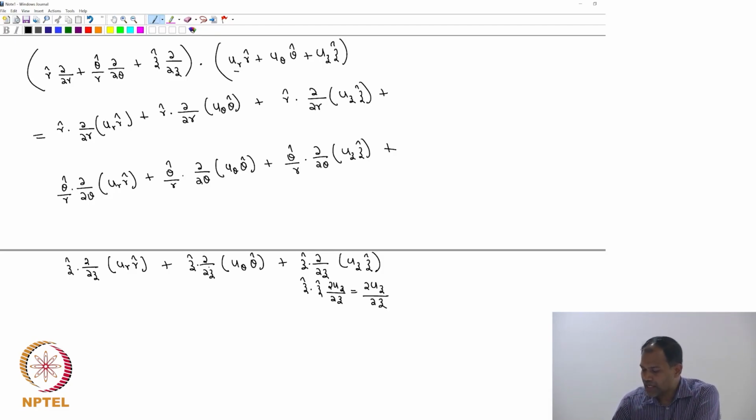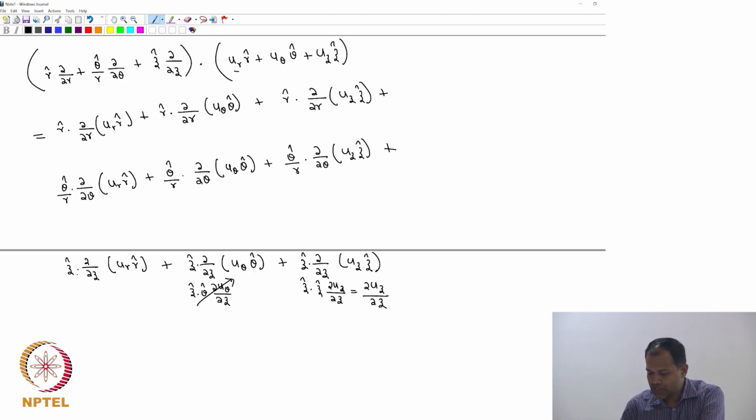How about z cap dot del by del z of u theta theta cap? So you have to do del by del z of u theta theta cap. Does theta cap depend on z? No. So I can pull out theta cap outside, which is going to give me z cap dot theta cap del u theta divided by del z. But what is z cap dot theta cap? They are orthogonal, so they will go away.